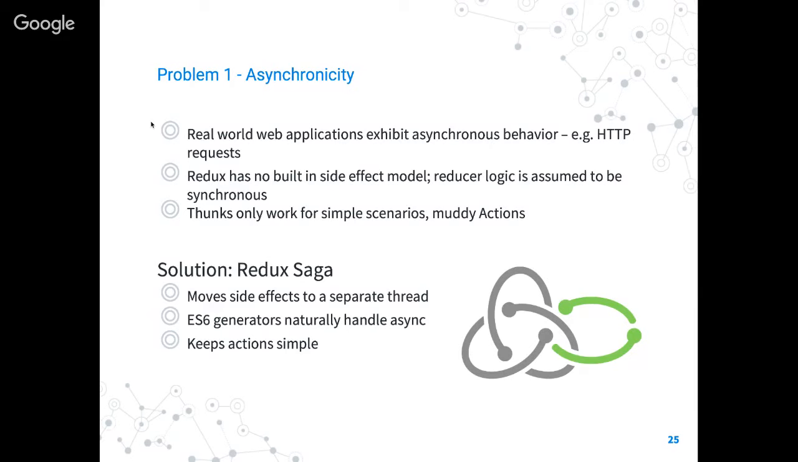So what are sagas in practice? Effectively, they're doing two things. One is they move these side effects to a completely separate thread outside of your synchronous Redux action reducer cycle. That means that your asynchronous action can occur, and then when that asynchronous activity is done, it can redispatch an action to your main Redux thread with whatever data was retrieved or whatever side effect happened.